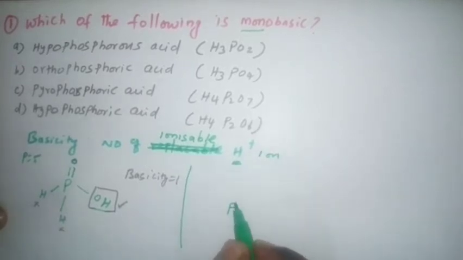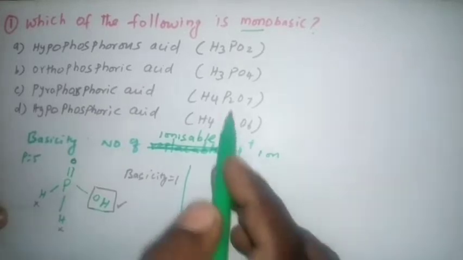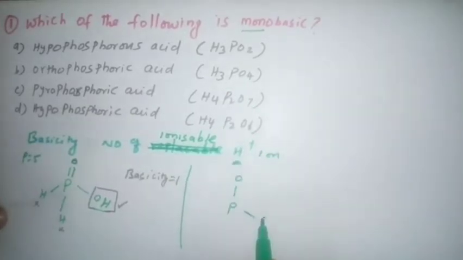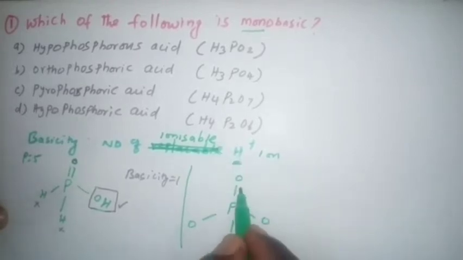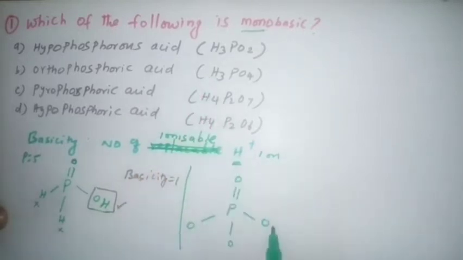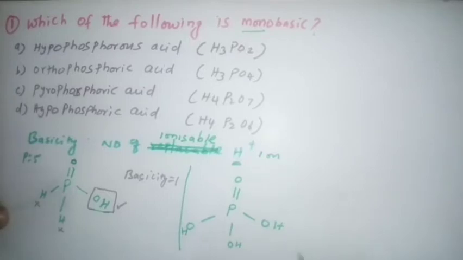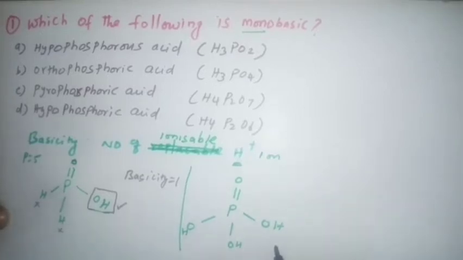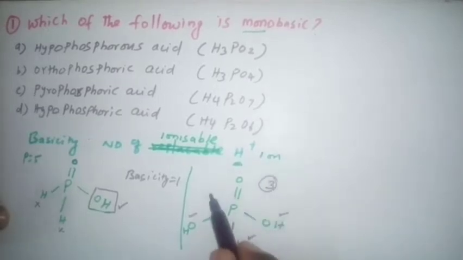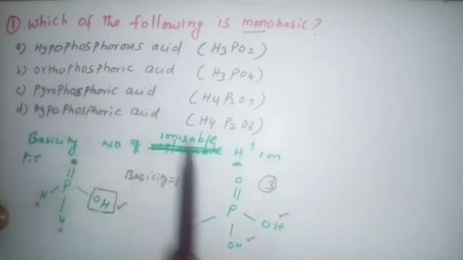Now check the second structure, orthophosphoric acid. Put phosphorus in the middle, then valence is 5, so total 4 oxygen atoms, 1, 2, 3, 4. Clear? Put a double bond here. Now how many hydrogen atoms? 3 hydrogen atoms, 1, 2, 3. Now how many hydrogen atoms can be ionizable? There are 3 hydrogen atoms that can be ionizable because the hydrogen is attached to oxygen. So this one and this one. What is the basicity of this compound? There are 3. The basicity of orthophosphoric acid is 3.